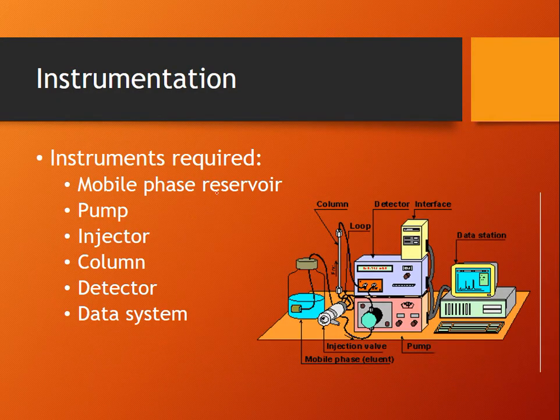The instrument requires a mobile phase reservoir, pump, injector, column, detector, and data system. All of that will be required in this type of instrument. This is the column that we can see here. There is the mobile phase, the loop, the detector, interface, and data system. All will be here, and this is the injection valve, and you can inject the sample from here. This is the pump, and the pressure can be adjusted. And this is the column that we have to inject into with the pump and detector.